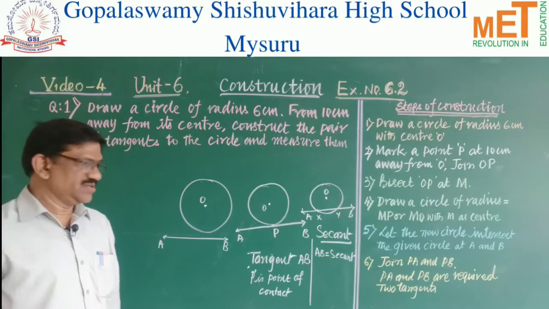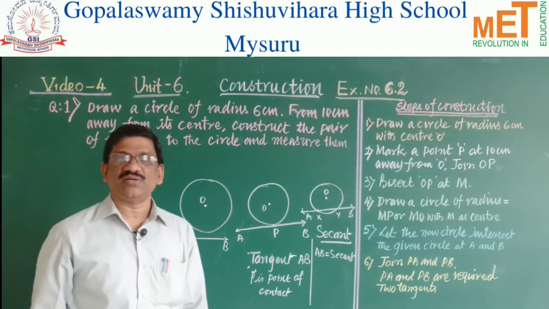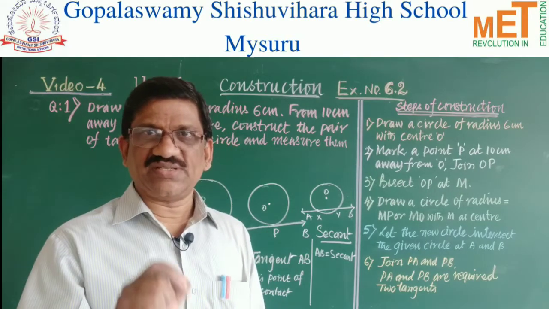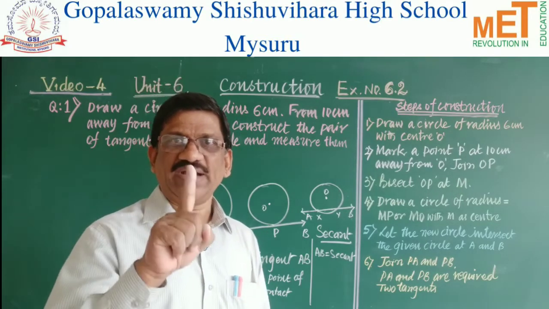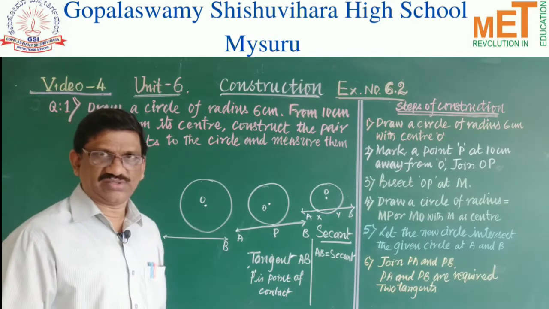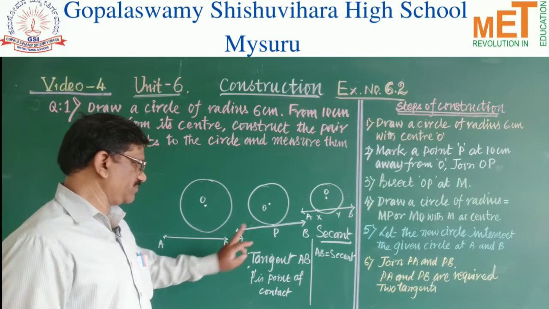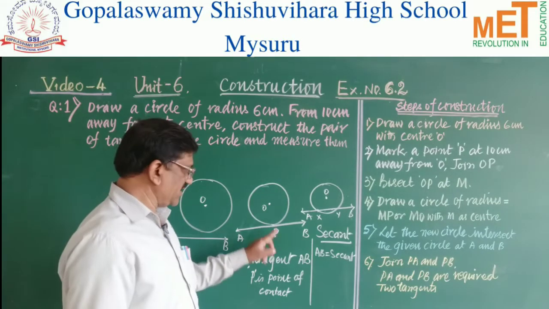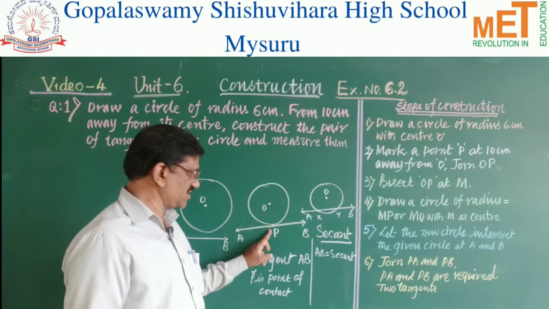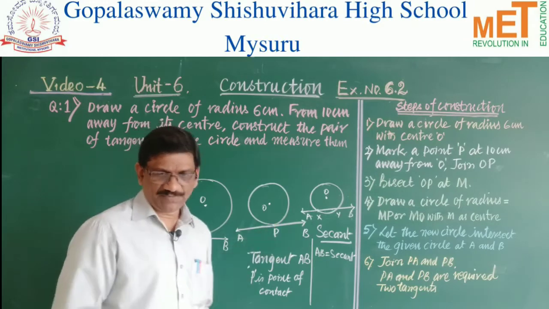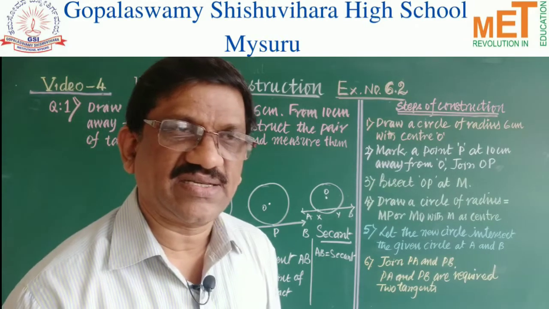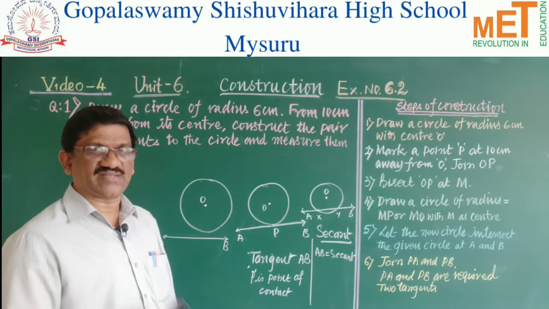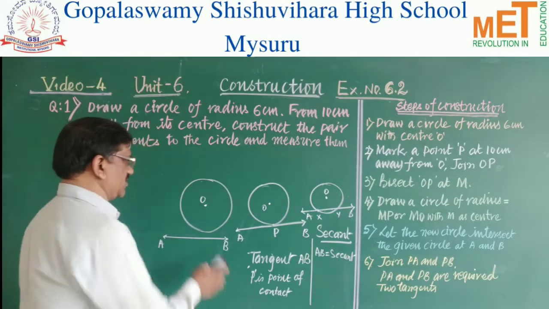Clear, children? So what do you mean by tangent? Tangent is a line segment which meets the circle at only one point. Clear children? Okay. So now we have to construct two tangents to a circle like this. You see, how many tangents can be drawn to a circle from outside the circle? Okay, we shall see.